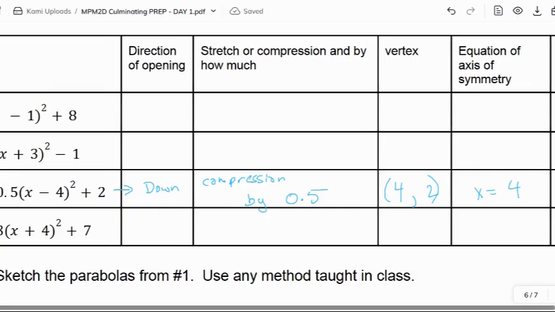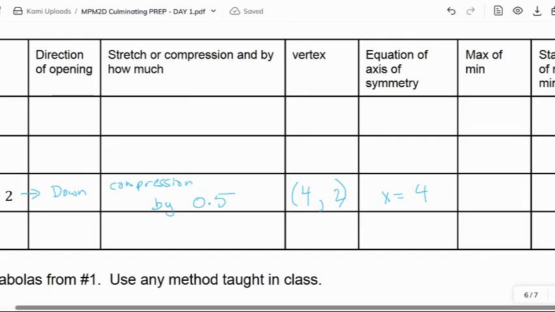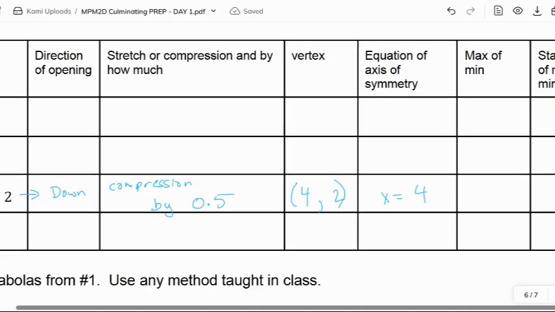Okay, then the next box is, do we have a max or a min? So if it's opening down, we have a max. Then state the value of the max or the min. Watch how you're going to lose a mark. Alex, watch this. You're going to lose a mark if you say that the max is this. You will lose a mark. That is not true.